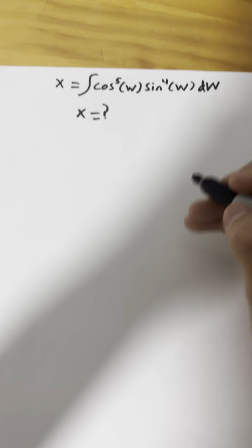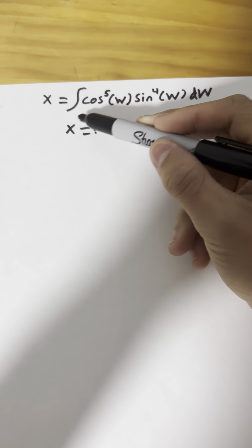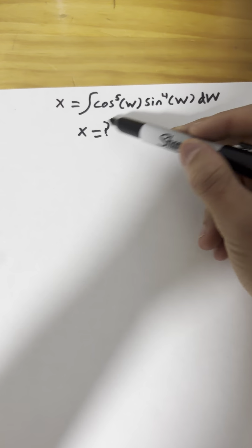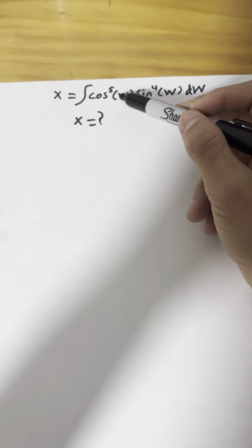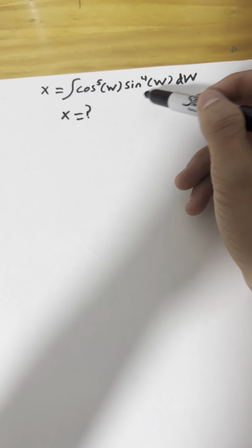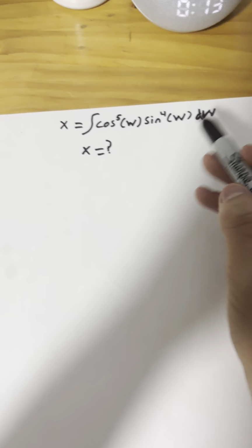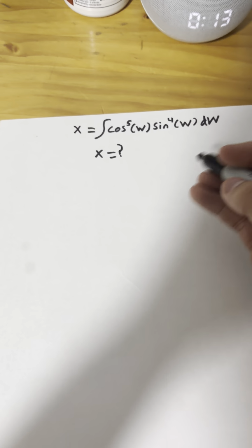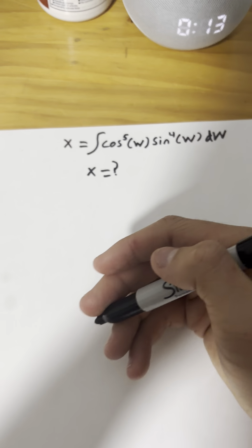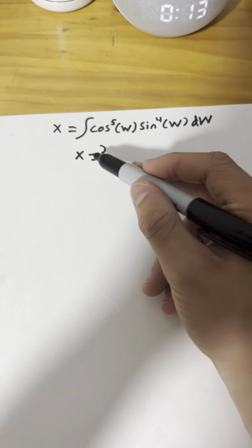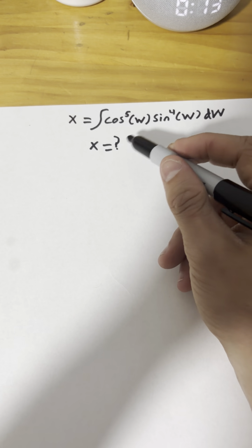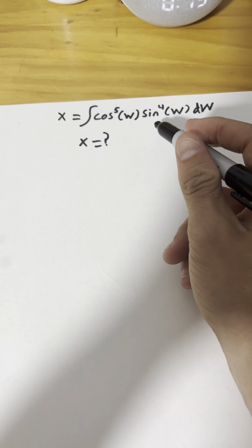Alright, here we got another problem. We've got x equals the integral of cos to the power 5 w, times sine to the power 4 w, dw, because it's an integral. In this one, we're going to try and isolate one of the cosines or sines.